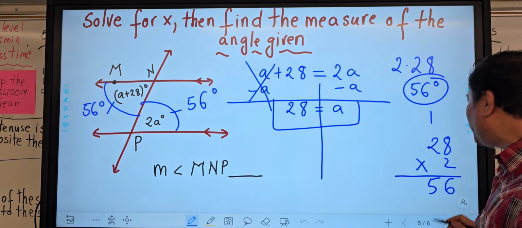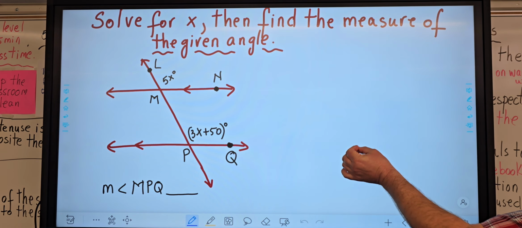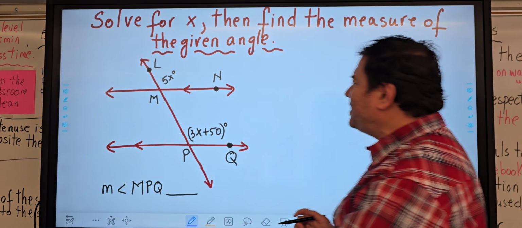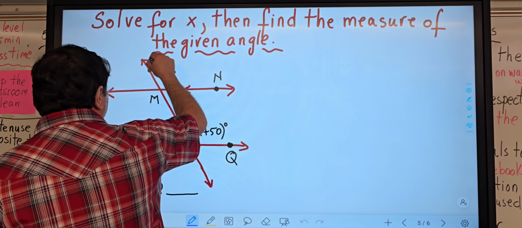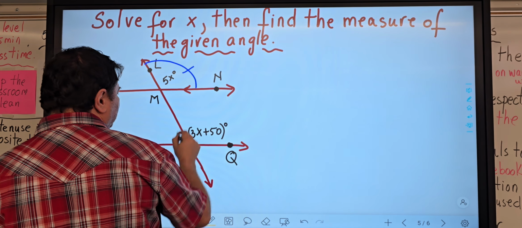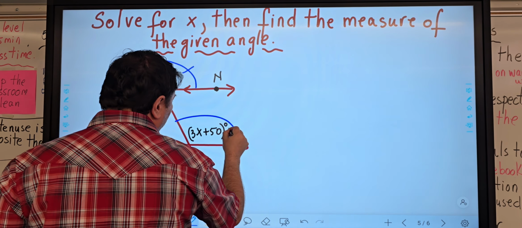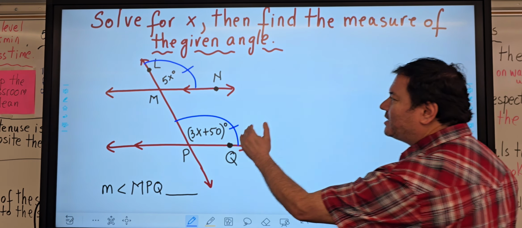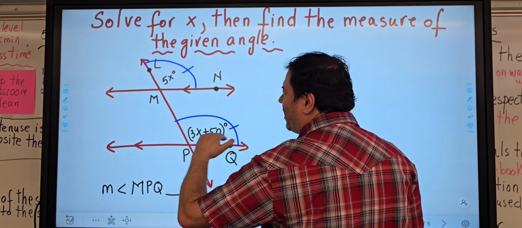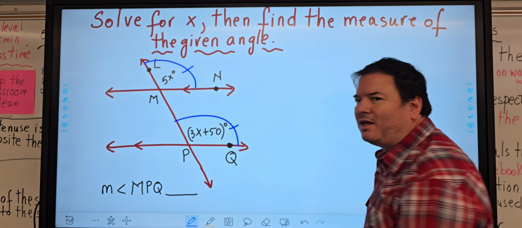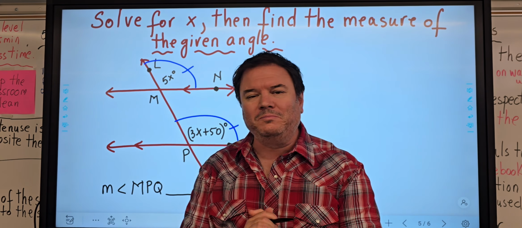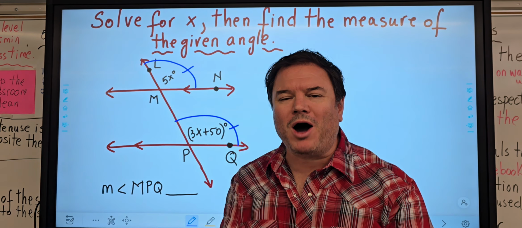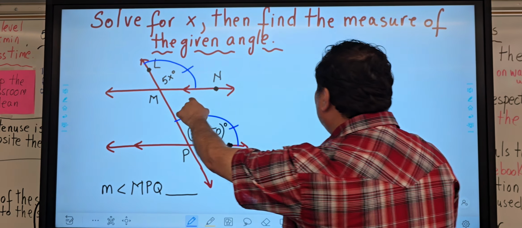Let's continue with another example here. Again, solve for x, then find the measure of the given angle. In this case, we have this angle over here, which is 5x, and then we have this angle over here, which is 3x plus 50. And if we look at these angles, since those are parallel lines crossed by a transversal, these angles are called corresponding angles, right?